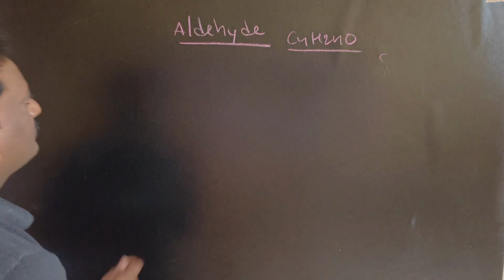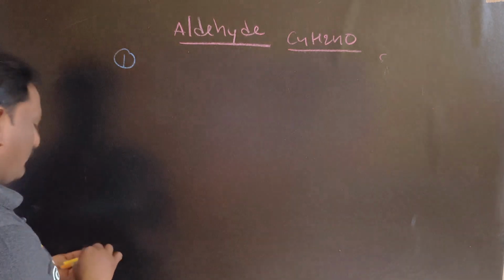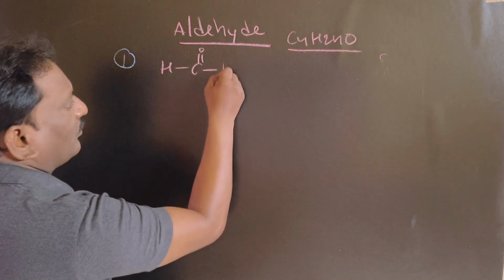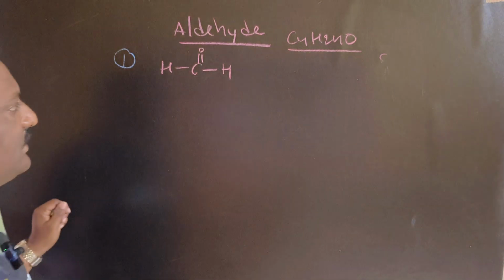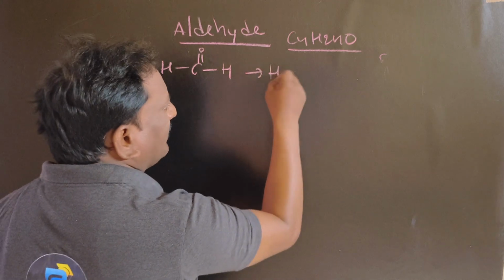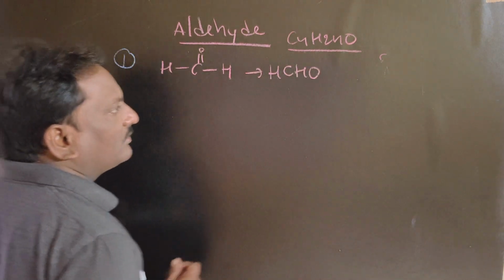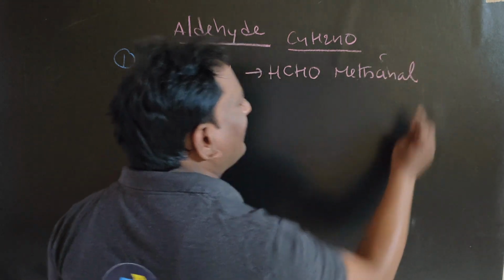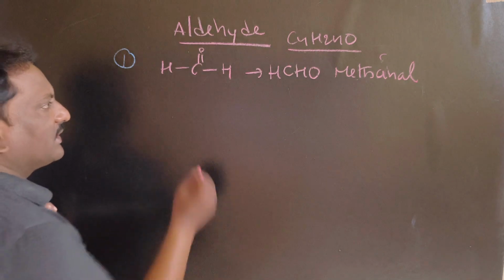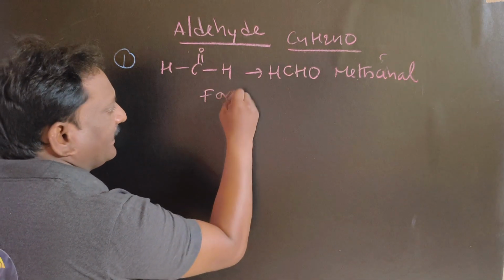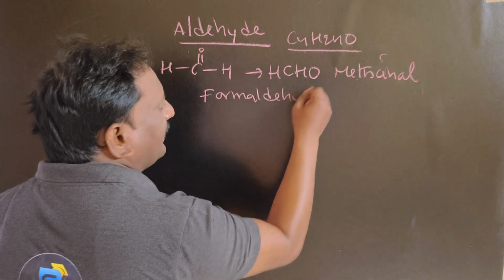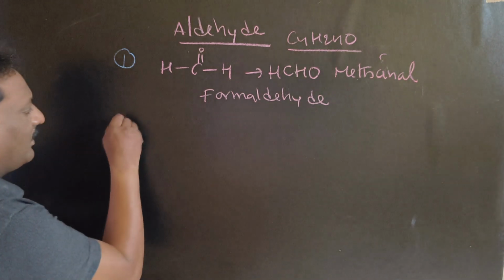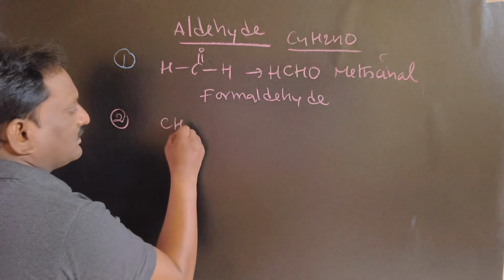So the first member will be HC double bond OH, HCOH. You can write it like this, HCHO. This one is called methanal, an aldehyde, methanal. This compound is generally called formaldehyde. Formaldehyde.